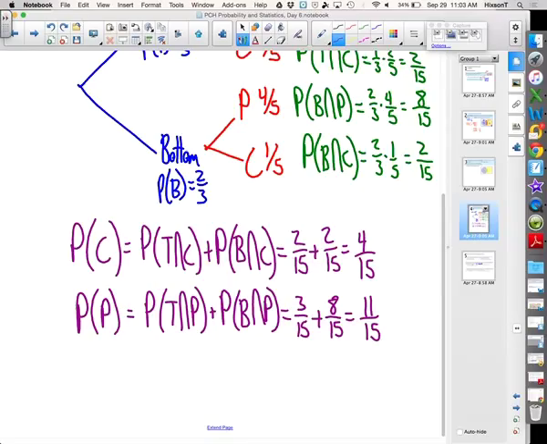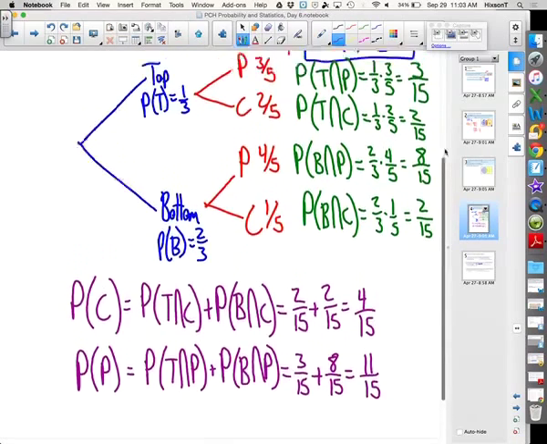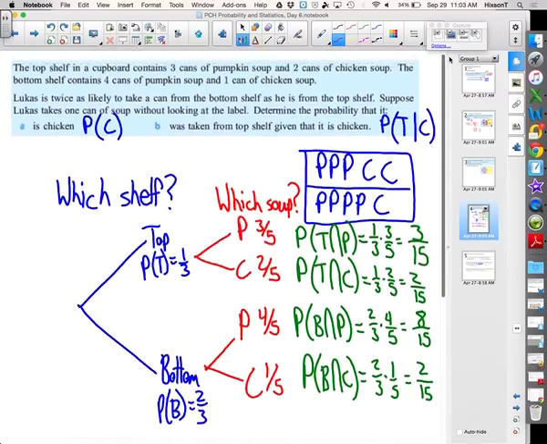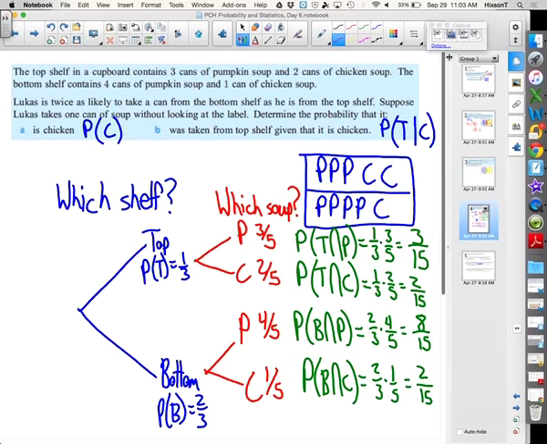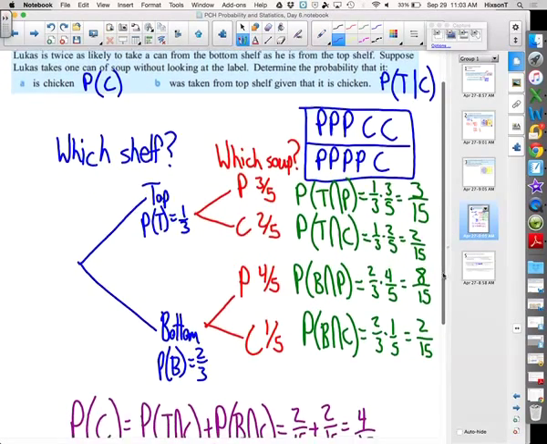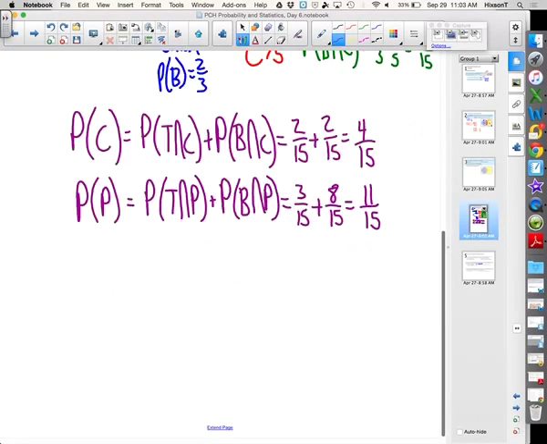So we've answered our first question. We wanted the probability of getting chicken. We answered more than just that. But now we can answer part B. Okay? Part B, what's the probability it was taken from the top shelf given that it was chicken? All right? So in other words, like we said, it's the probability of T given C. So here's the thing, we just blindly reach and we grab a can and we look at it and it ends up being chicken.